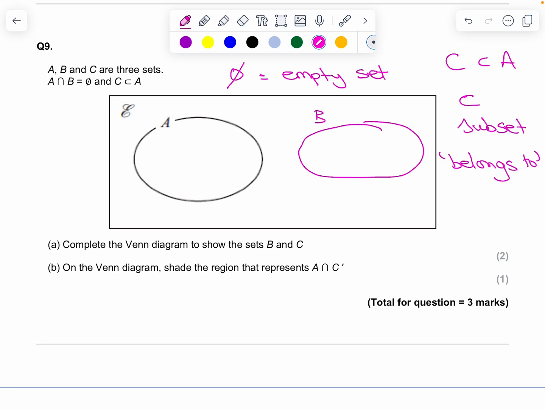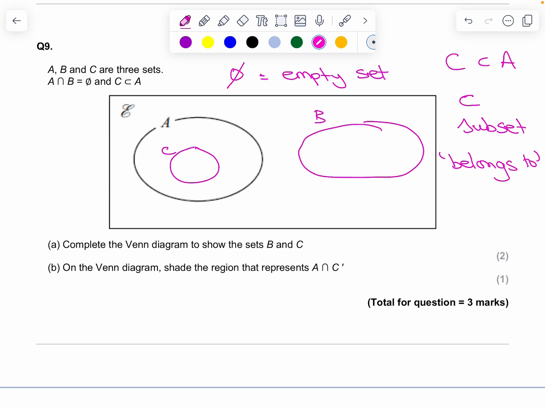An example would be, for example, if I said A was the set of types of shapes and C were different types of triangles, different types of triangles is a subset of shapes, so it would belong inside. Okay, so C would be inside because whatever belongs in C is also part of A. Okay, so this is how you would draw it.